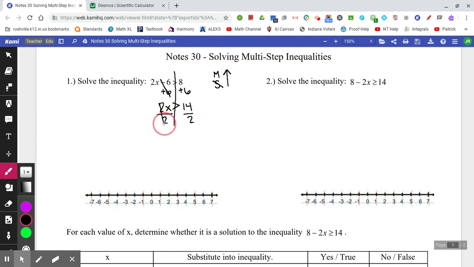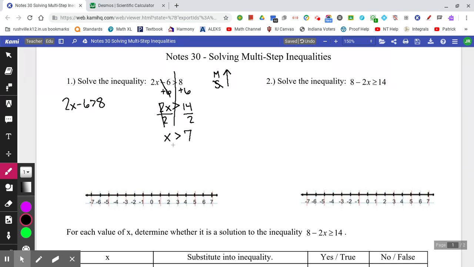2 divided by 2 cancels. That leaves me with x over here. Since I'm dividing by a positive number, it means I keep the same inequality symbol. And then 14 divided by 2 is going to give me 7. So what this is saying is if I pick any number that is greater than 7, and plug it back into the original inequality, which was 2x minus 6 is greater than 8, I'm going to get a true statement.